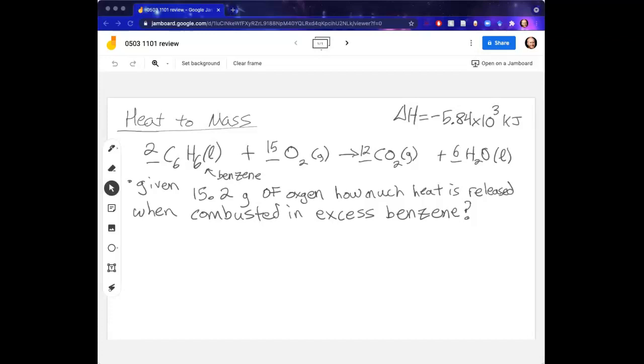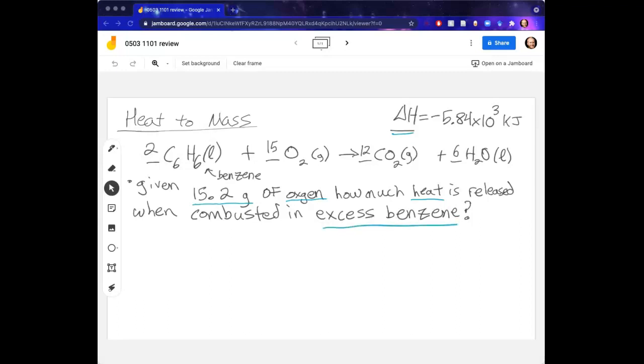This would have come up in chapter 5, talking about conversions between, say, the enthalpy or heat and a given amount of mass. So in this problem, for instance, the wording says, given this initial amount of oxygen, how much heat, and again, that heat is related to delta H. Delta H and Q are tied together. This is that concept for heat. But how much heat is released when we're combusting in excess benzene?